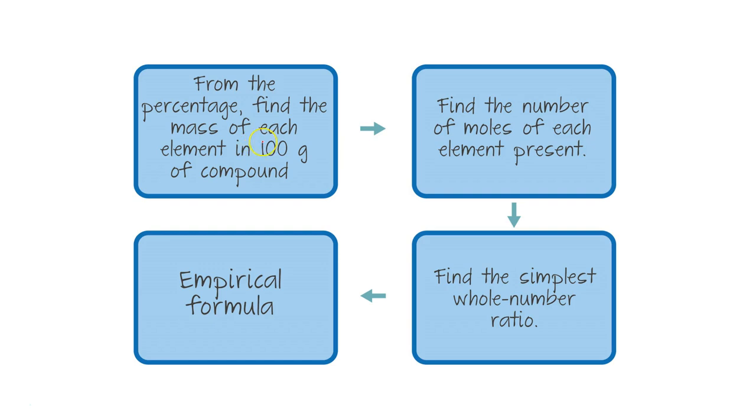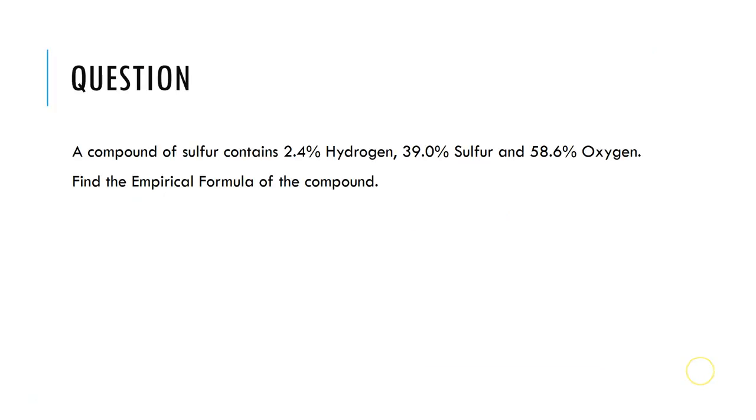So we find the percentage, find the mass of each in 100 grams, find the number of moles, simplest whole number ratio, and empirical formula. This is a process you need to remember. It's easier to remember if we give it a go. So let's have a look at this.